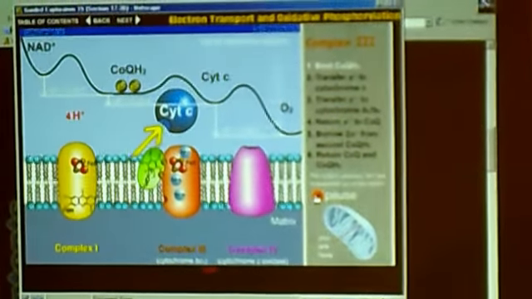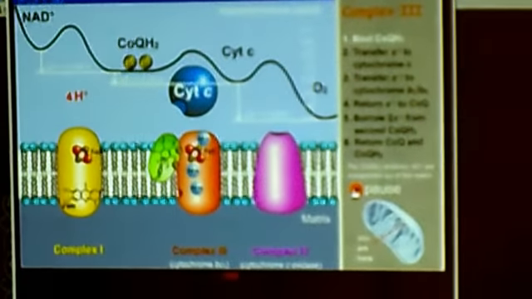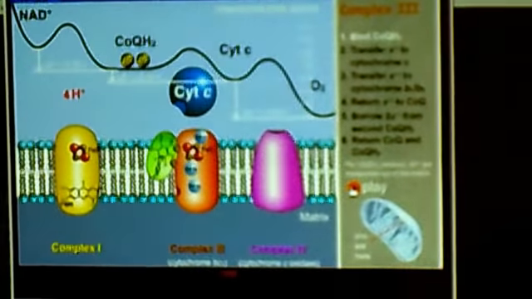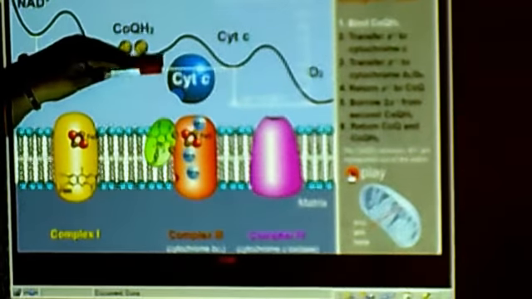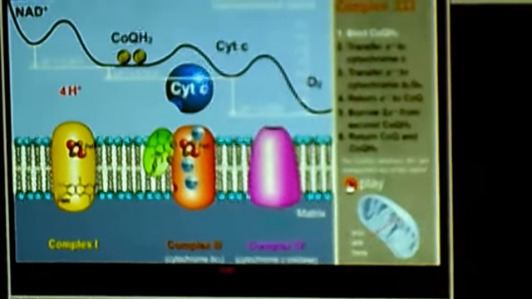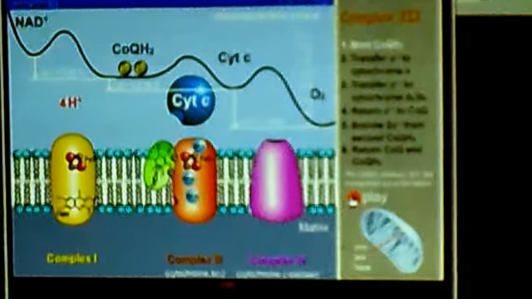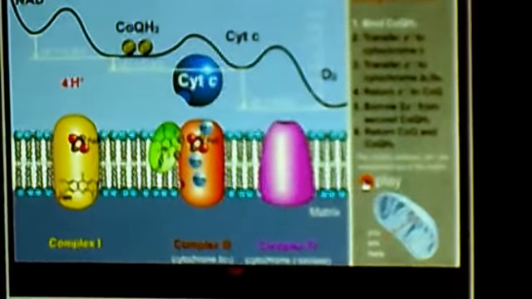The peripheral membrane protein, cytochrome C, can only shuttle one electron at a time. Now, here one more component is there, cytochrome C. Cytochrome C can take only one electron at a time. Okay. Now, how this cytochrome C will take the electrons and move on to the complex 4, all sorts of things will be shown.